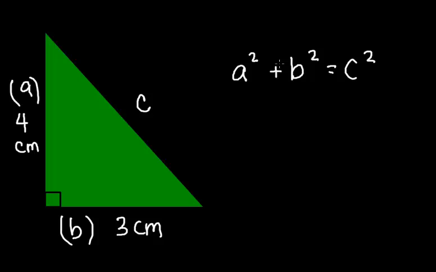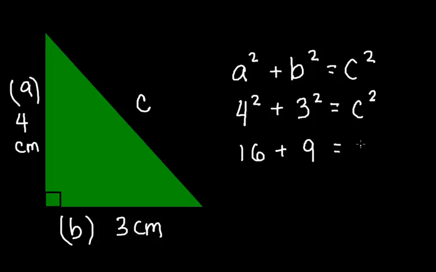Now let's substitute all the values in. A is 4 centimeters, so let's plug in 4 for A. So we have 4 squared plus, and B is 3 centimeters, so let's plug in 3 for B. 4 squared plus 3 squared equals C squared. Now let's simplify the left side of the equation. 4 squared is the same thing as 4 times 4, which is 16, plus 3 squared, which is 3 times 3, which is 9, equals C squared.